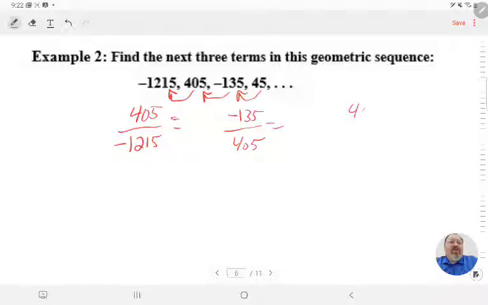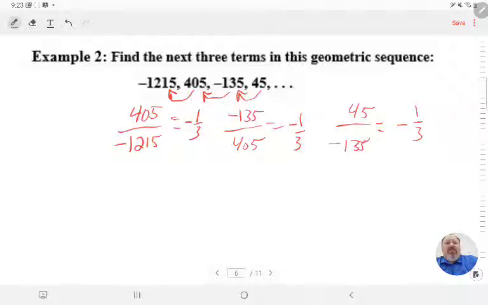And we would have 45 over negative 135. And let's see, 405 divided by negative 1,215 is going to give me negative 1/3. 135 divided by 405 is going to give me negative 1/3. And of course, we should get all the way across because they already tell us that it's a geometric sequence. So of course, we get the same answer everywhere.